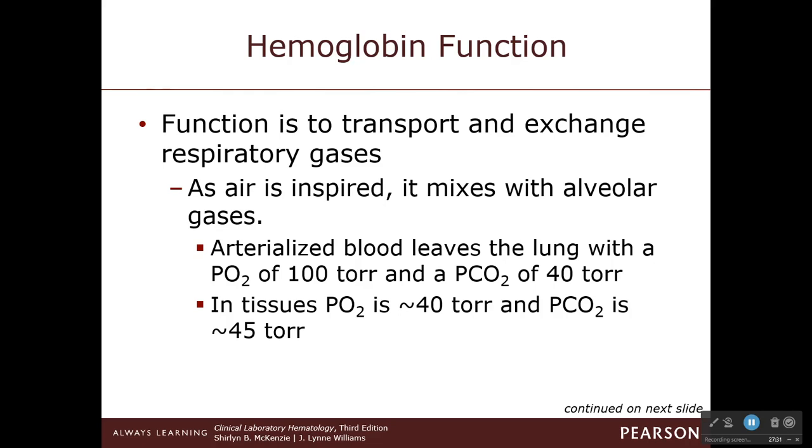Some of them are free N terminals, meaning they don't have anything bonded to them. So those N terminals are where some of the CO2 gets picked up. And it's actually called carbaminohemoglobin at that point. And we'll talk about that a little later on.